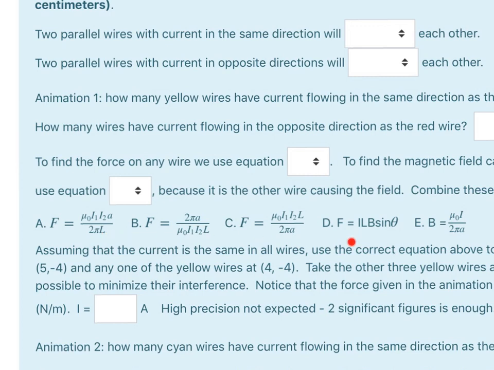But wait a minute, that's not it. Here it is. So the force, I got the wrong one. So mu naught I over 2 pi a is the field. There's the current in the wire, and the length of the wire. Of course, we're going to divide by the length. And since the currents are the same, this becomes I squared. We bring the L over here. And then we end up with the expression we need to calculate the current in the wire.